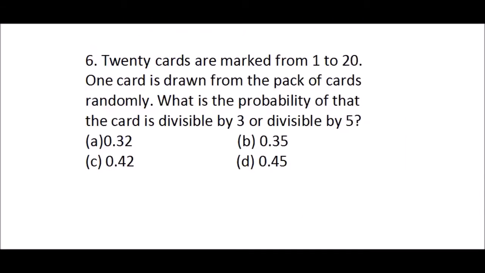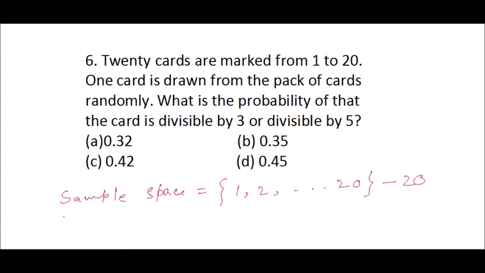The next question is: 20 cards are marked from 1 to 20. One card is drawn from the pack of cards randomly. What is the probability that the card is divisible by 3 or divisible by 5? First we find the sample space. What is the sample space in here? The sample space is 1 to 20. These are all possible cases. Therefore, there are a total of 20 elements.